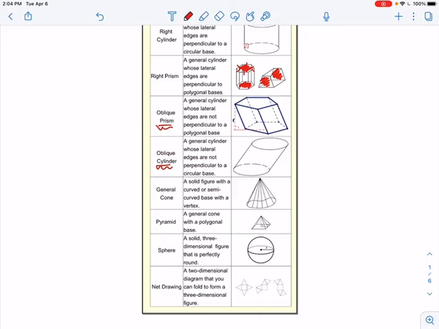A net drawing. A net drawing is a two-dimensional diagram that you can fold to form a three-dimensional figure. So think about if you cut along the outside of all of these pieces right there and then fold here, here, here, and here, what it would form. You can do that with anything, not the one that I just drew there, but you can always trace that outside and think about folding it along those edges.